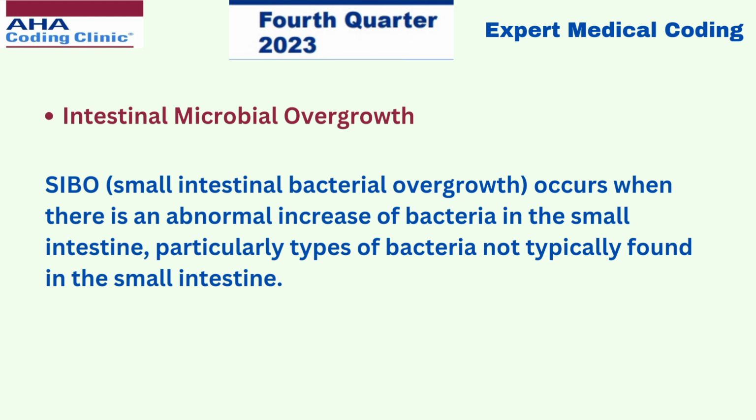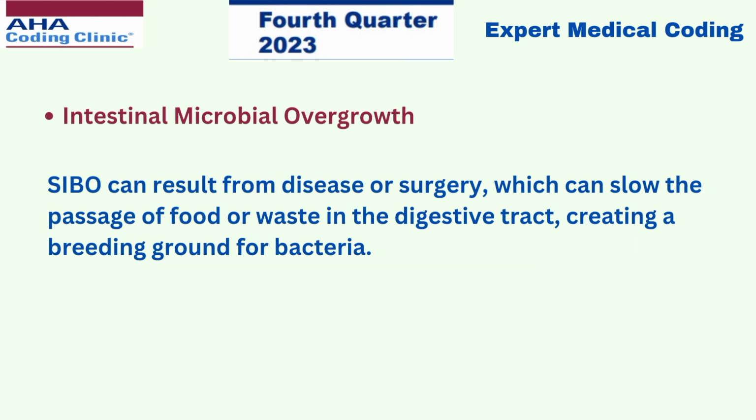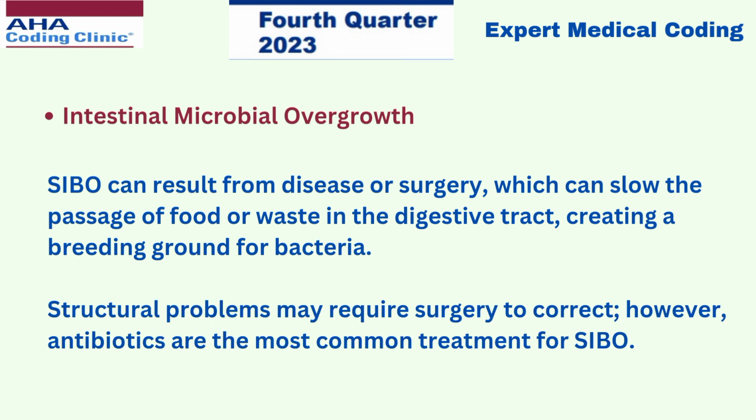SIBO, that is, small intestinal bacterial overgrowth, occurs when there is an abnormal increase of bacteria in the small intestine, particularly types of bacteria not typically found in the small intestine. SIBO can result from disease or surgery, which can slow the passage of food or waste in the digestive tract, creating a breeding ground of bacteria. Structural problems may require surgery to correct. However, antibiotics are the most common treatment for SIBO.